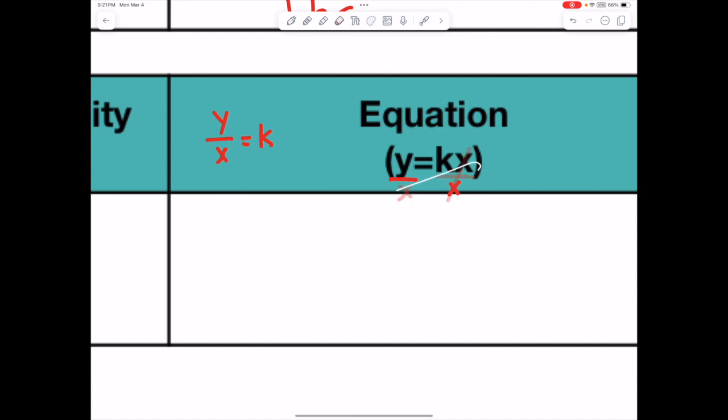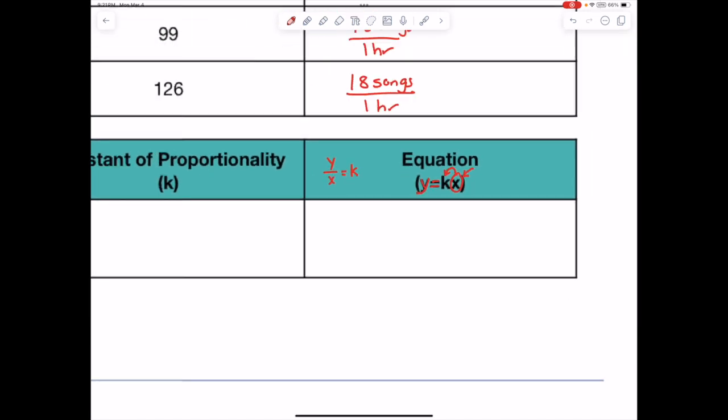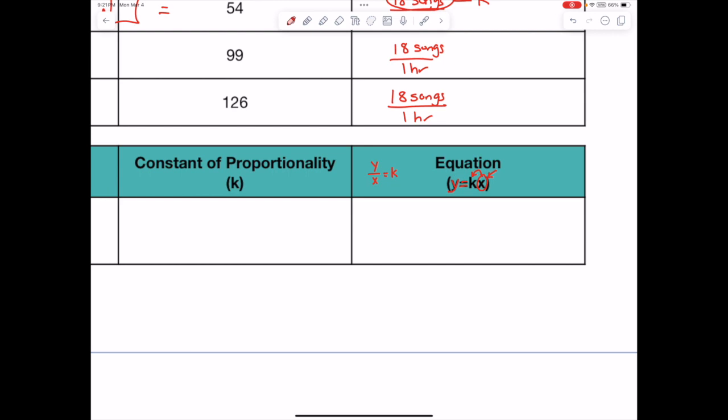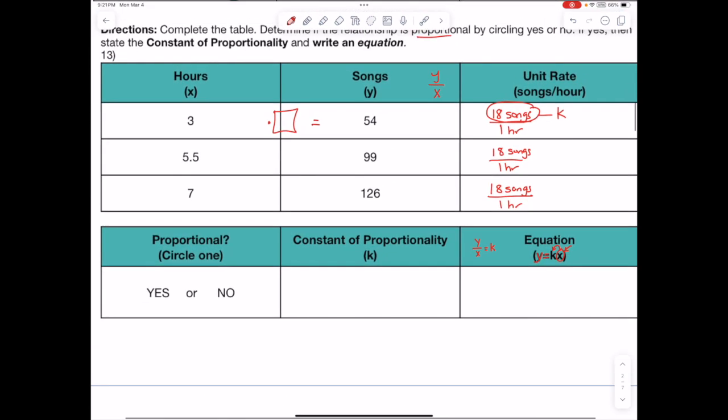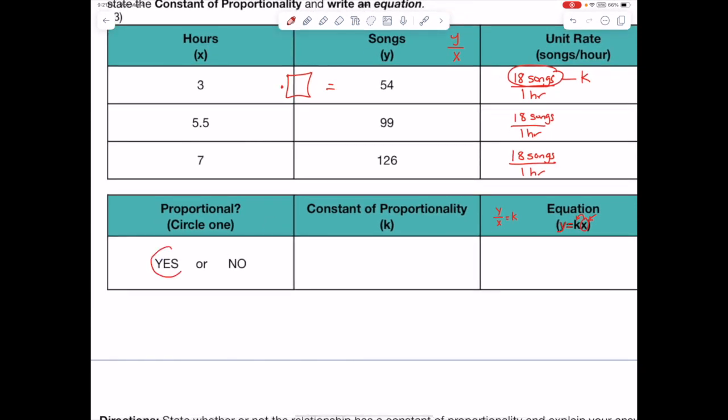And what we mean by that, remember, is if you take any x and plug in a number here, what would you multiply it by to equal y? Okay, and so K is that constant of proportionality, or sort of like the multiplier. All right, so we see that they all have a multiplier of 18, so yes, this table is proportional.